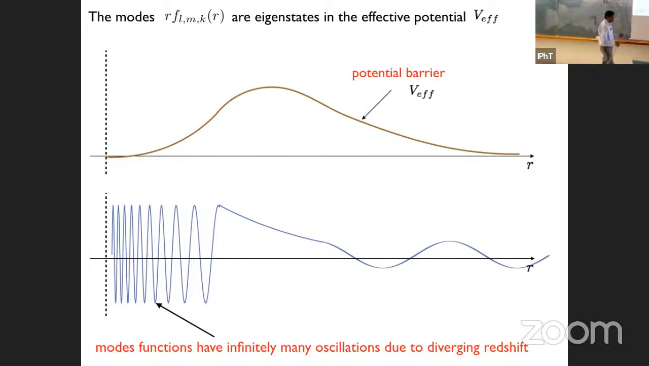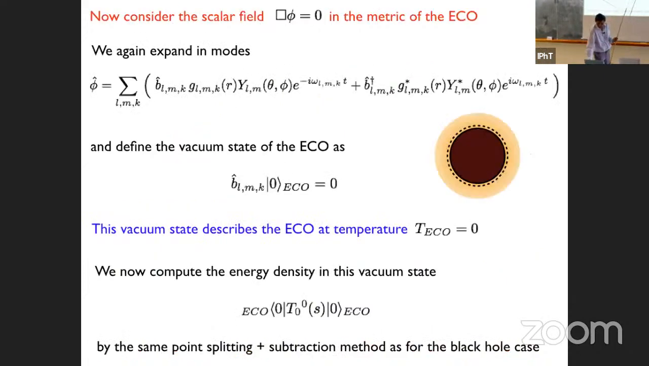The important thing is there are lots of oscillations here just because of blue shifting, and let's see what that does. Now you take the scalar field there, and let's see what actually happens if, instead of a black hole, you have an ECO. Suppose you take an ECO, and suppose it has zero temperature. How are you going to describe that? You take the field and expand it in modes. This time I've called the modes B instead of A. And then you still have the mode functions as before.